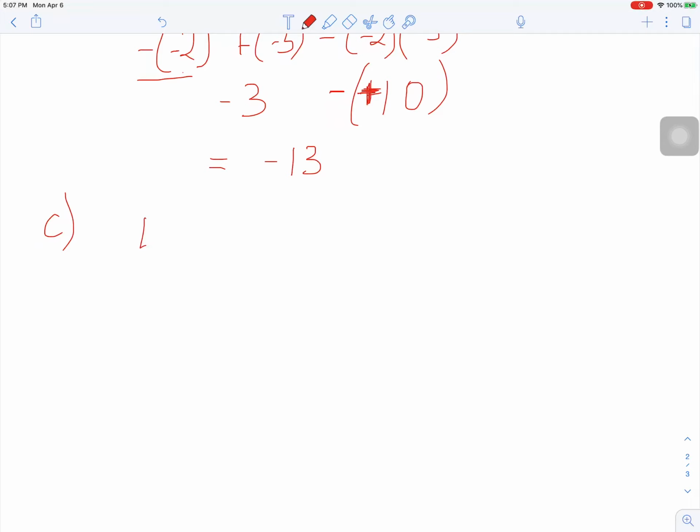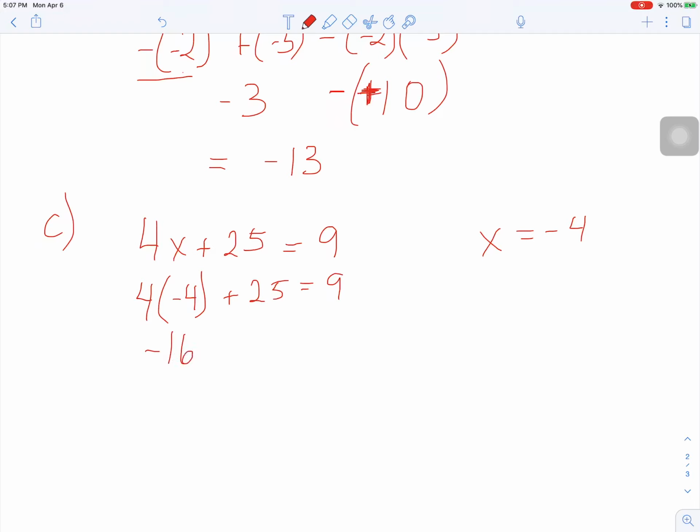C says 4x plus 25 equals 9. And it says, is x equals -4 a solution? Well, let's try it. If we have 4 times -4 plus 25 equals 9. So we wind up having -16 plus 25. And yes, that equals 9. So is this a solution? Yes would be your answer.